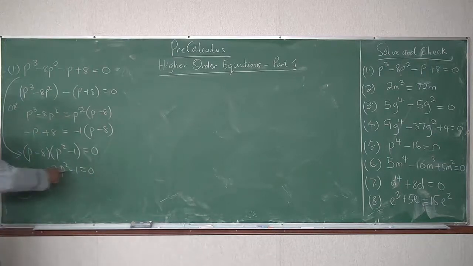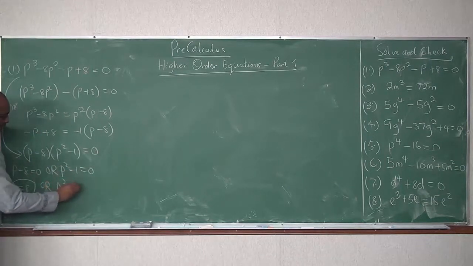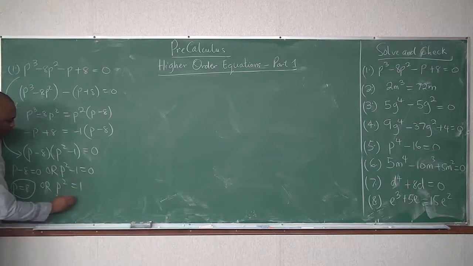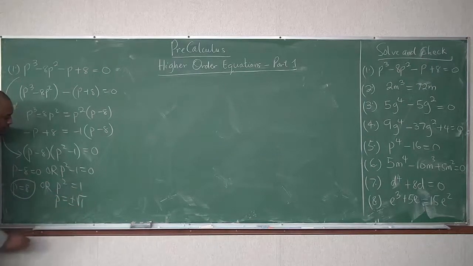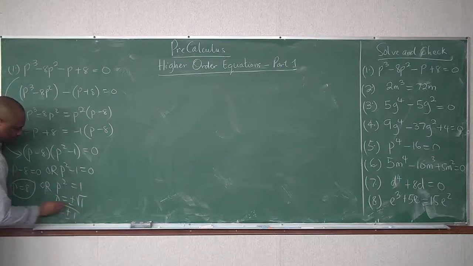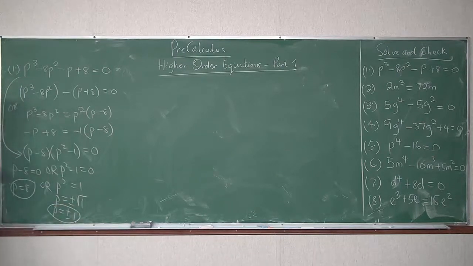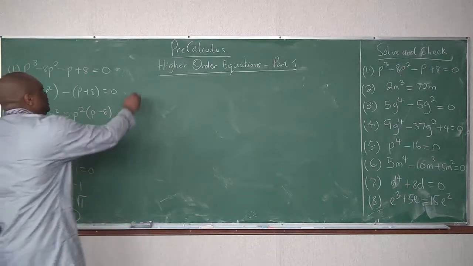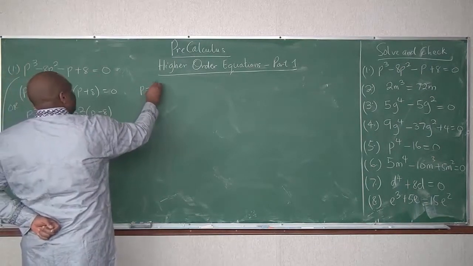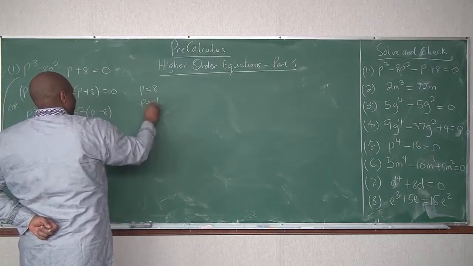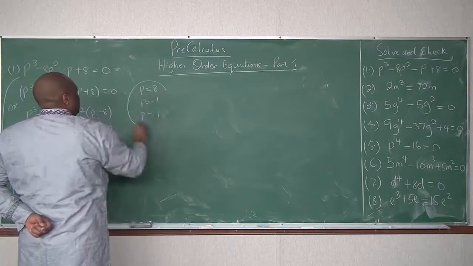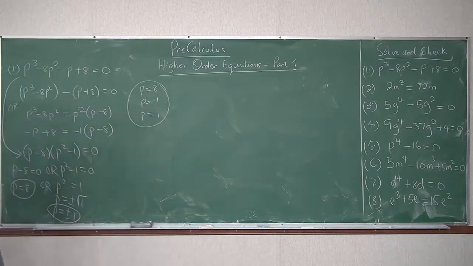So this is a case whereby you now do p squared is 1, so that p will be plus or minus square root of 1. Okay? And then p will be plus or minus 1. So what are our solutions? Our solutions are that p is equal to 8, p is -1, p is 1. These are the solutions to the equation.